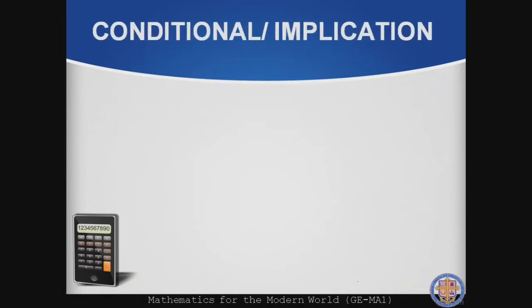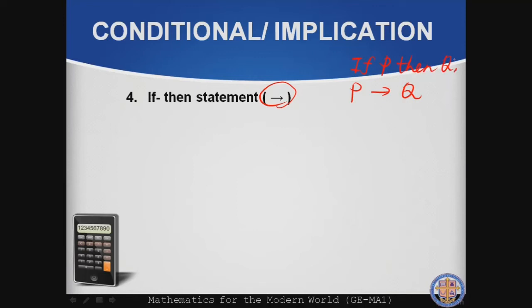Conditional implication, the if-then statement. The symbol you're going to use is this arrowhead pointing to the right. So you need to have, again, two propositions connected by this, and you read this as if P, then Q. Conditional means you have a condition in every action. Let's say, for example, if I like you, then I will marry you. So I need to like you first before I marry you. That's the condition. Liking you. Implication: it leads to something.